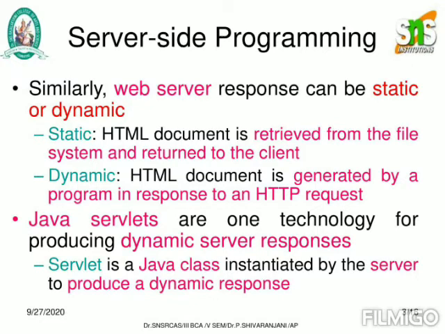A static page is nothing but an HTML document retrieved from the file system and returned to the client. A dynamic page is an HTML document generated by a program in response to the HTTP request. So here, by using servlet technology, you can produce dynamic web pages. A Java servlet is a technology which helps you provide dynamic server responses. A servlet is a Java class instantiated by the server to produce the dynamic responses.